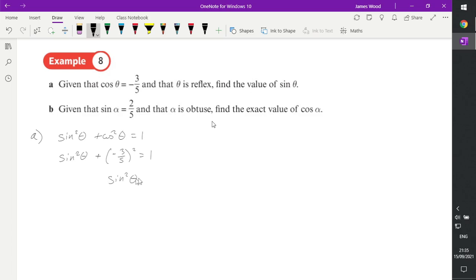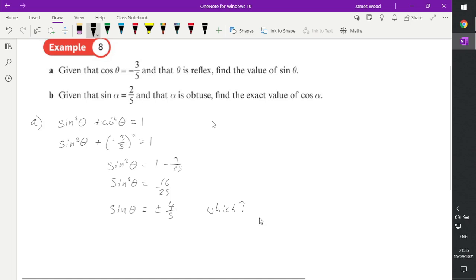So sine squared theta is going to be 1 minus 3/5 squared, which is 9 over 25. So sine squared theta is 16 over 25, which would then mean sine theta is plus or minus 4/5 when I square root it. But how do we know which one it is? Okay, we're not really sure. Is it plus 4/5 or minus 4/5? Let's think about the information we've been given about theta being reflex.